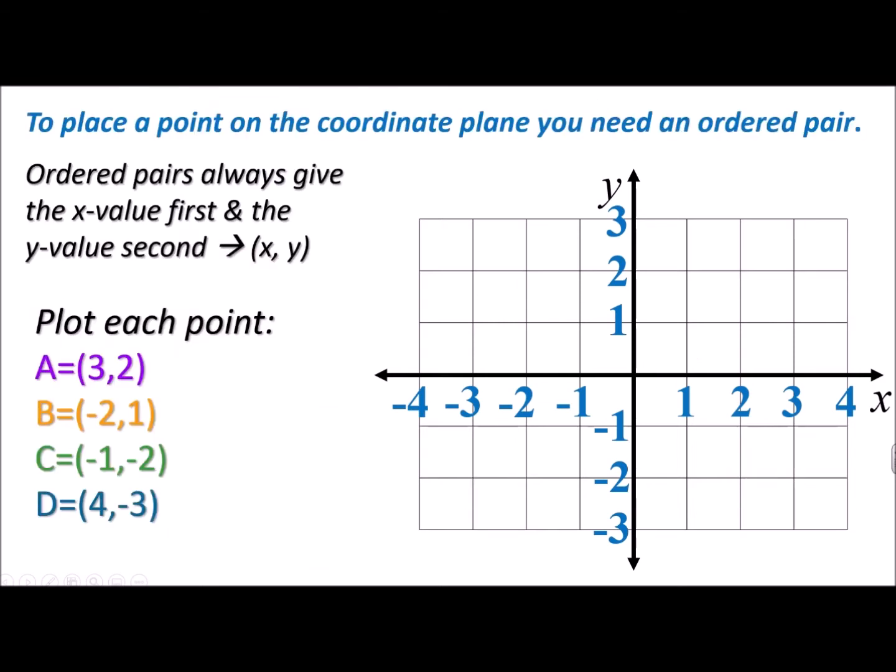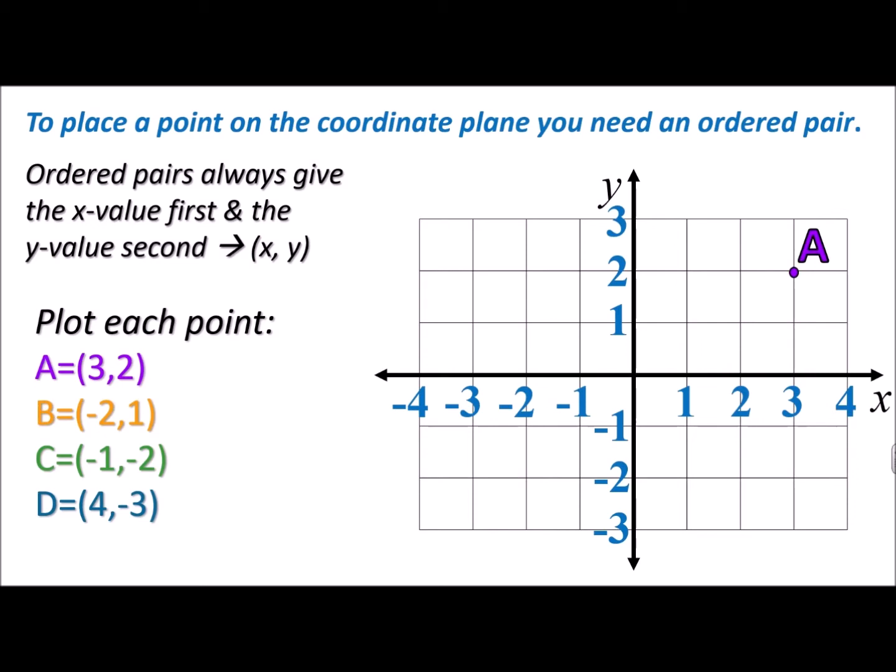We need two numbers to place a point on the coordinate plane. Those two numbers together are called an ordered pair. And we always have the x value first in the ordered pair and the y value second in the ordered pair. So if I want to place the point A (3, 2) on the coordinate plane, then you start at the origin and move 3 units to the right on the x-axis and 2 units up on the y-axis. Place the point, and that's point A.